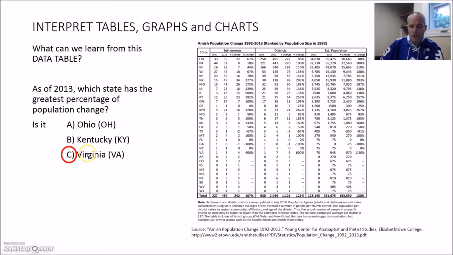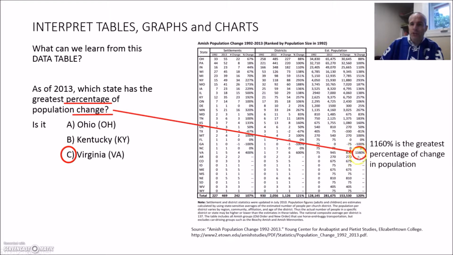To get our answer, we need to first look at the estimated population, and we need to focus on the percentage of change. Virginia shows a 1,160% change. This is the greatest percentage of change in population. So the answer is C, Virginia.